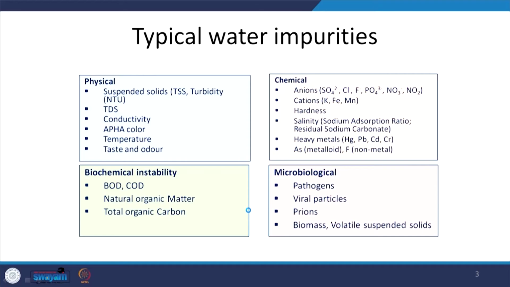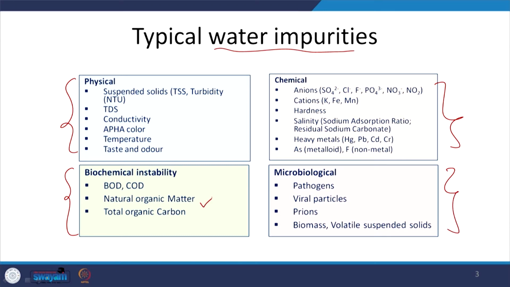Typically when we talk about water impurities, we look at physical parameters to be able to estimate them, and then chemical and biochemical and then microbiological parameters. In the context of wastewater, we looked at these, but in the context of water or drinking water, we will not look at this, right? What do we typically look at? We look at the physical, chemical and microbiological parameters.